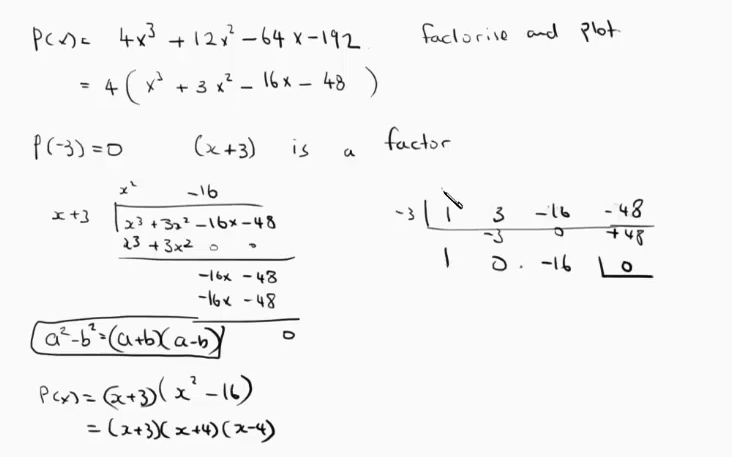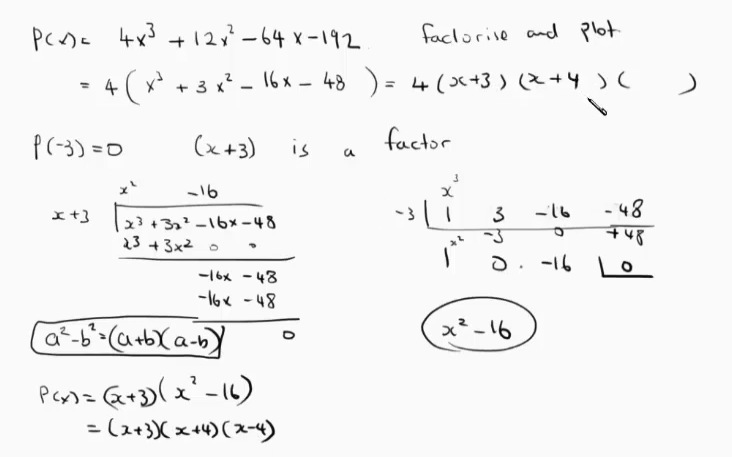So this was x to the power of 3, so this must be x to the power of 2. So the quotient is x squared minus 16. Okay, so that's how you do it. Therefore, this is the original polynomial, and this became that, and that part became x plus 4, x minus 4, so this thing becomes these three: x plus 3, x plus 4, x minus 4.